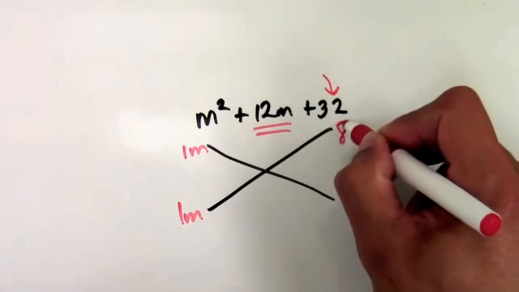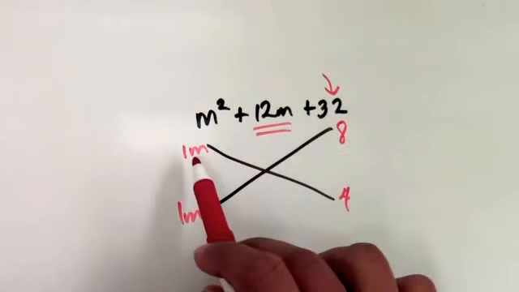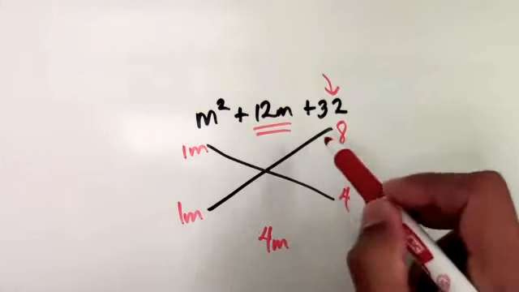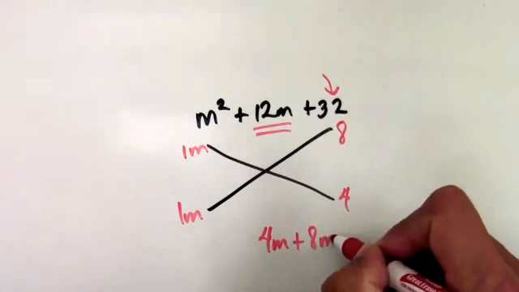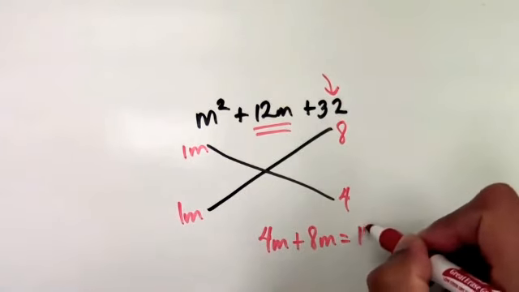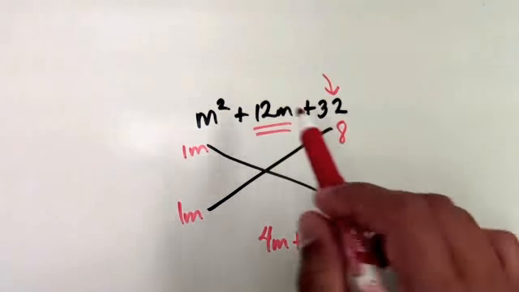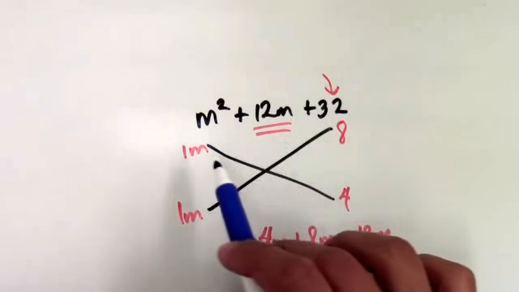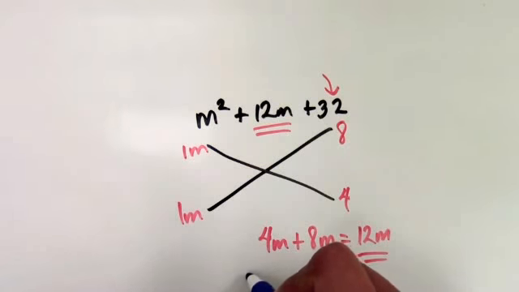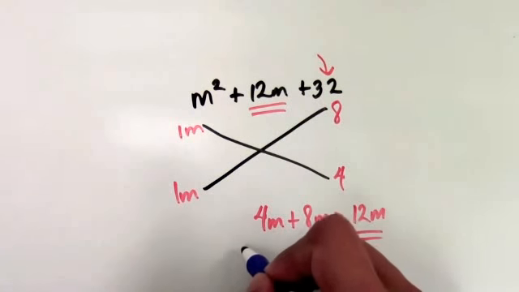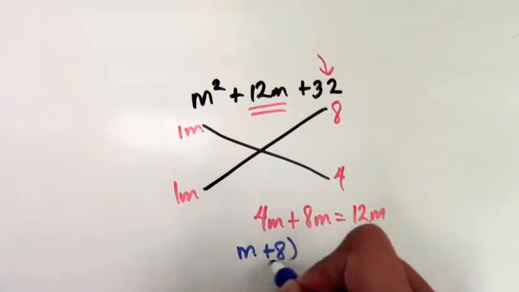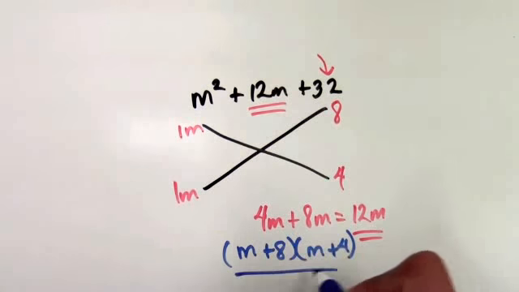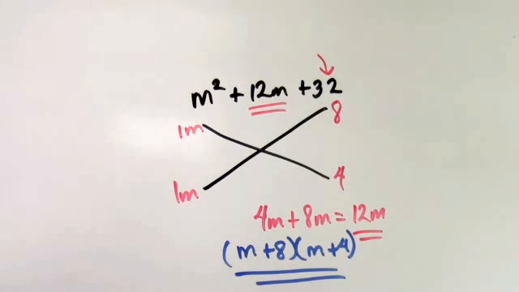Factors of 32 are 8 and 4. And so when we check it, 1m times 4 is 4m. 1m times 8 is going to give you 8m. And then 4 plus 8 becomes our 12. And that's what we wanted. We wanted that middle term. So our factors become, let me move this up here, m plus 8, m plus 4. Okay? And those are your factors.